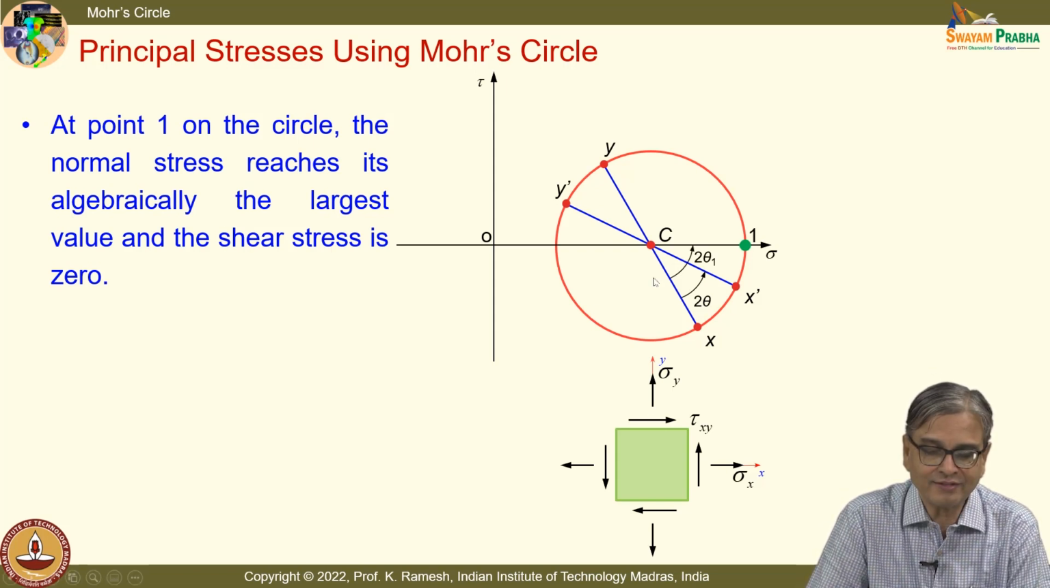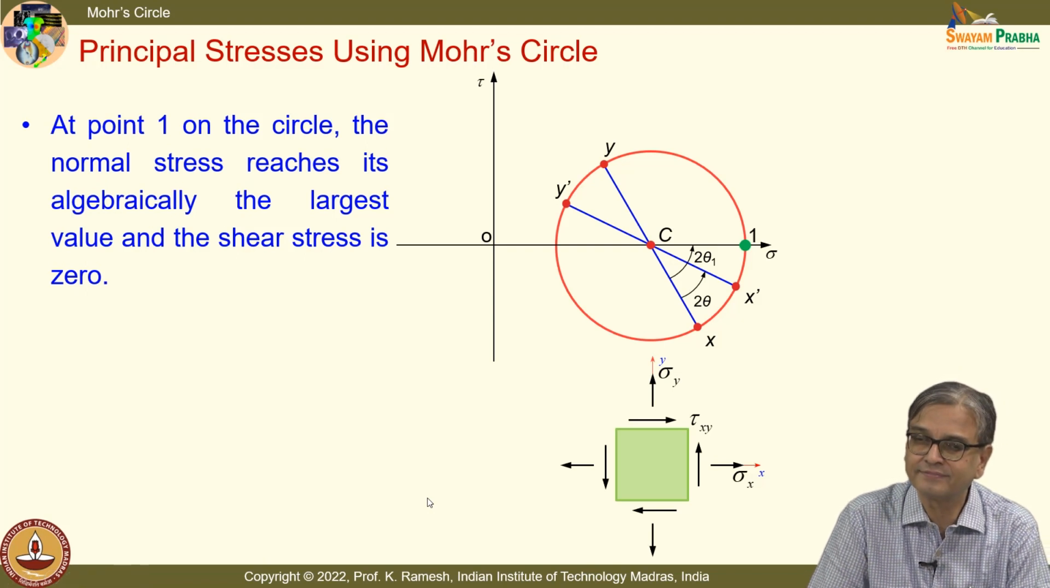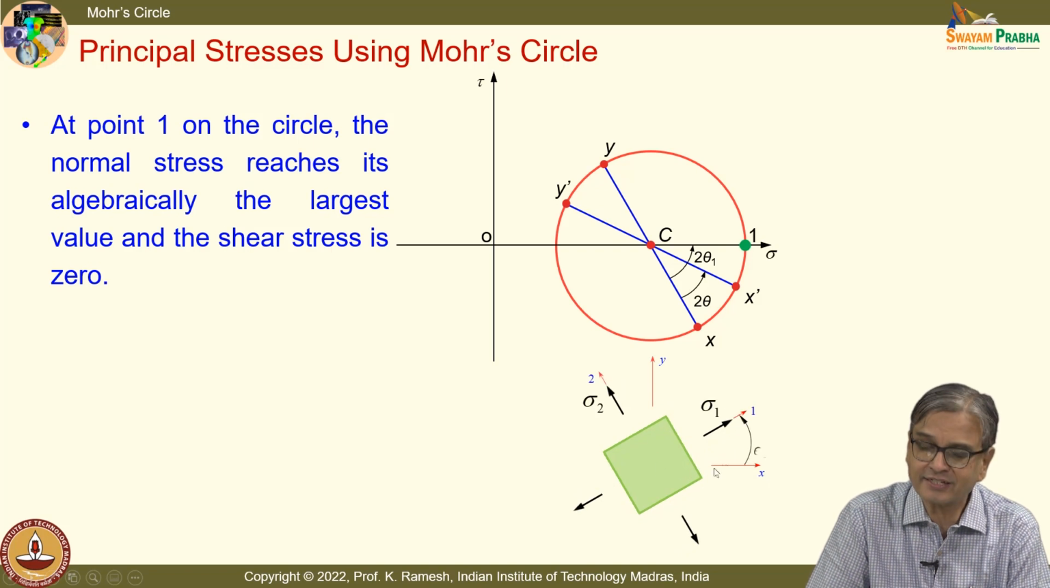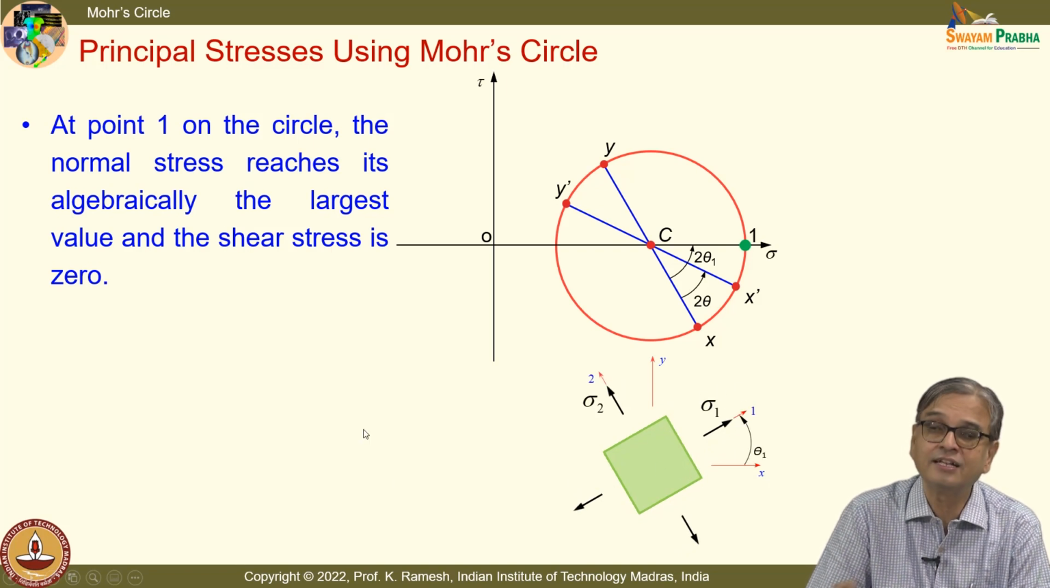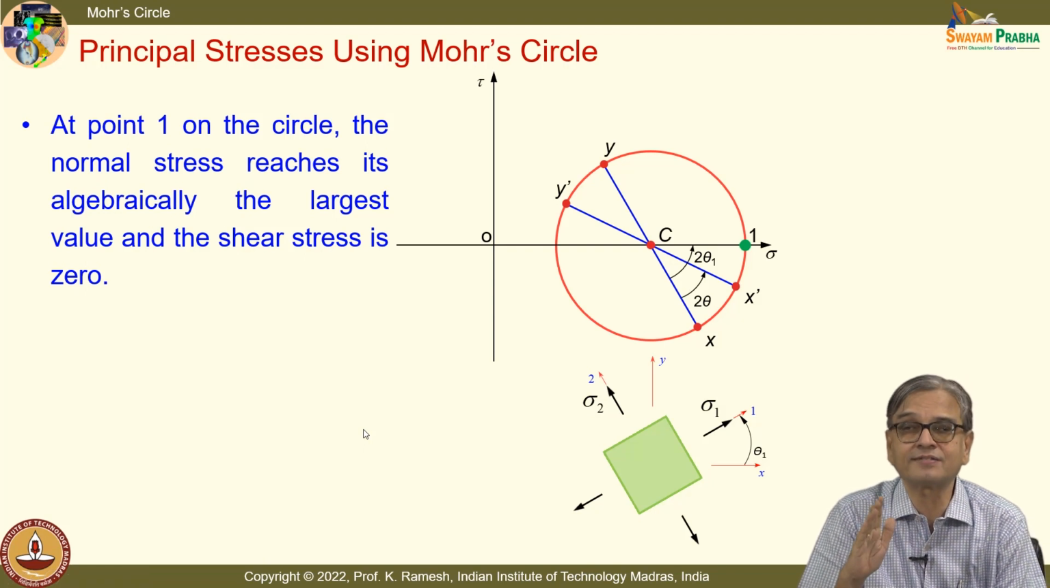So, now I have this as 2 theta 1. So, you can find out what is the orientation of the principal stress direction in the physical plane. It is theta 1. Fine. So, when I go to theta 1, make a neat sketch. You will have to recognize that on the principal planes, I have only normal stress. They are very special.